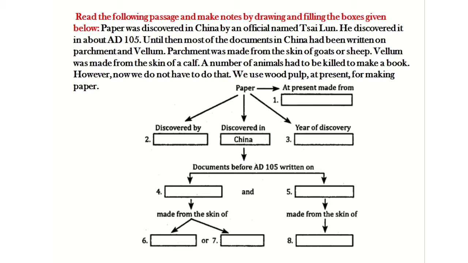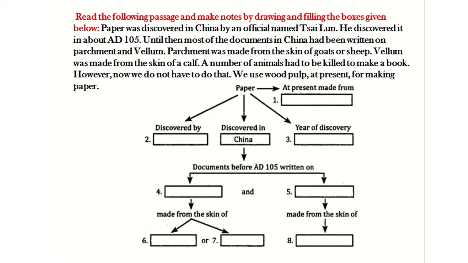Paper was discovered in China by an official named Sai Lun. He discovered it in about AD 105. Until then, most of the documents in China had been written on parchment and vellum. Parchment was made from the skin of goats or sheep. Vellum was made from the skin of a calf. A number of animals had been killed to make a book. However, now we do not have to do that. We use wood pulp at present for making paper.